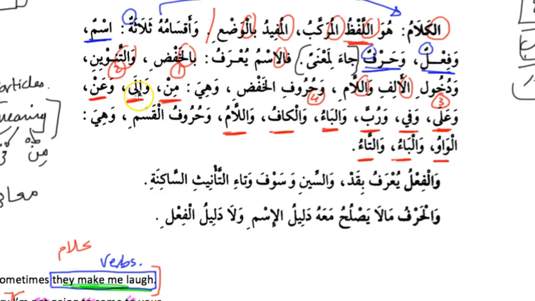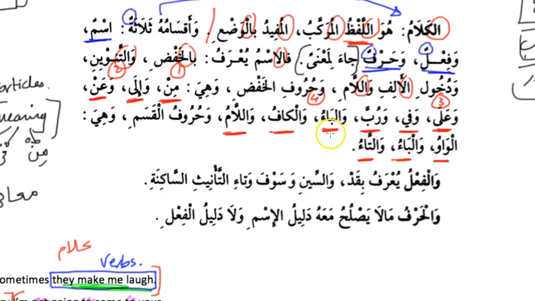So in other words, if any one of these particles, min, which is usually used for the meaning of from, when you say I came from London, that from. Ila, which means to, I came from London to Birmingham. An, which has the meaning of about, I read about the book, about. Ala, upon, the book is upon or on the shelf. Fi, in, the book is in the bag. Rubba, few or sometimes.